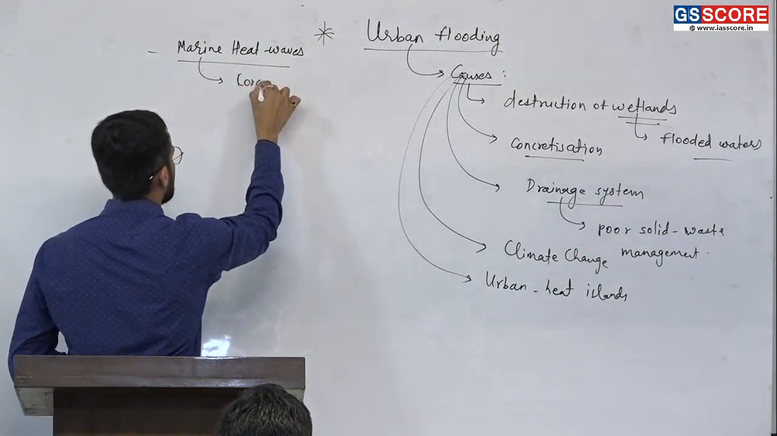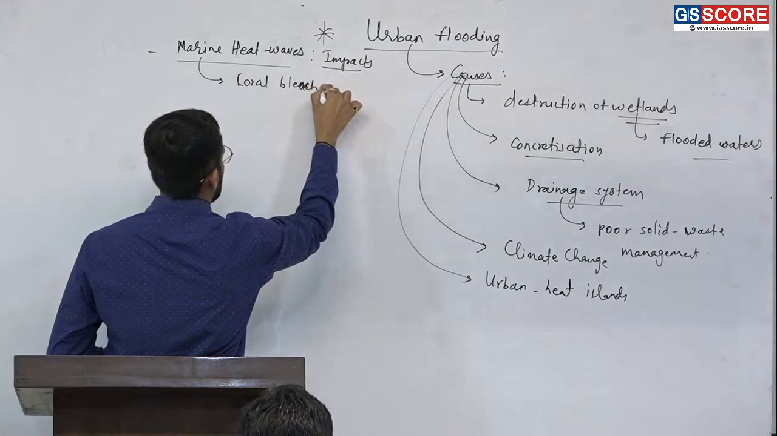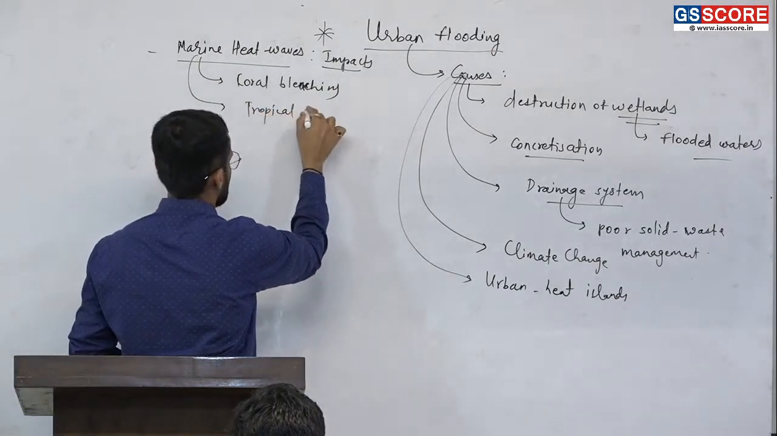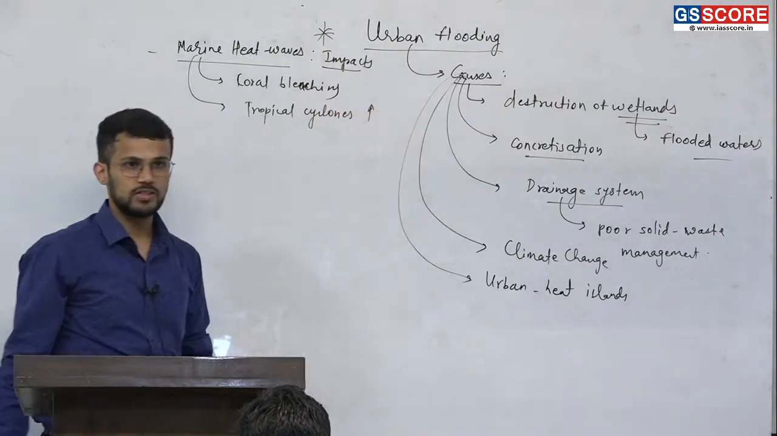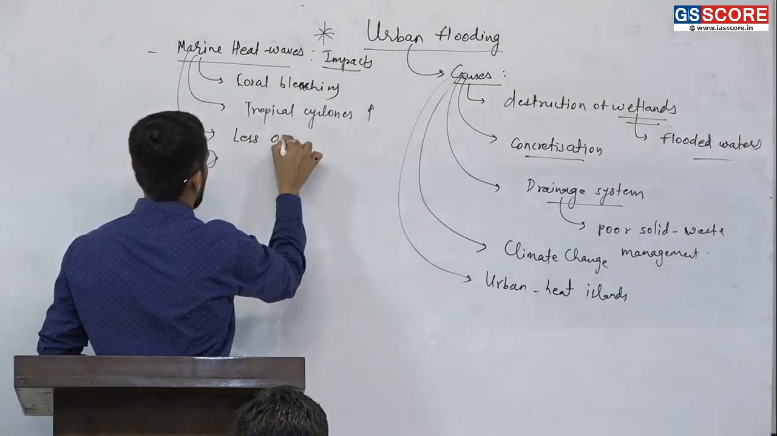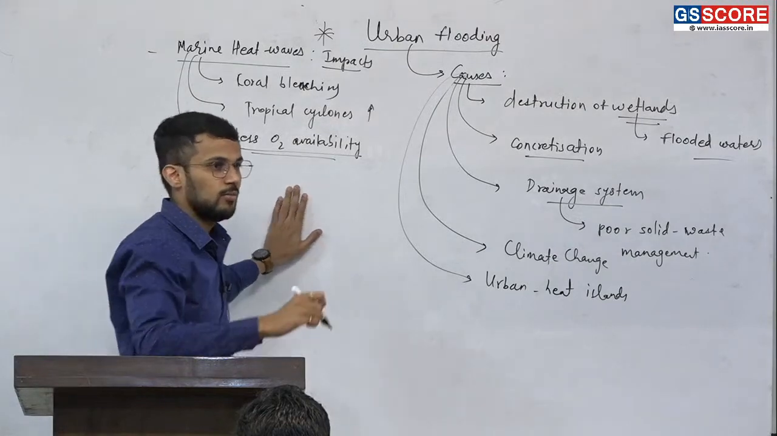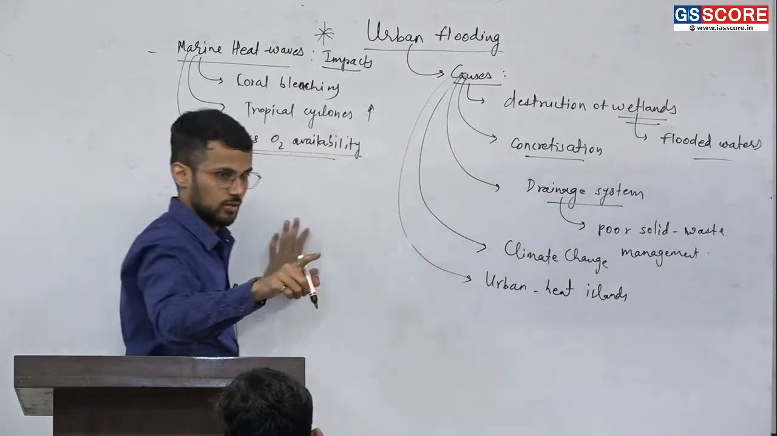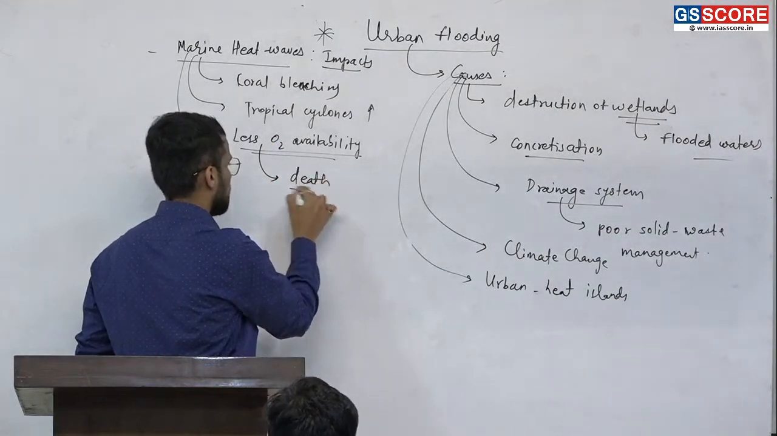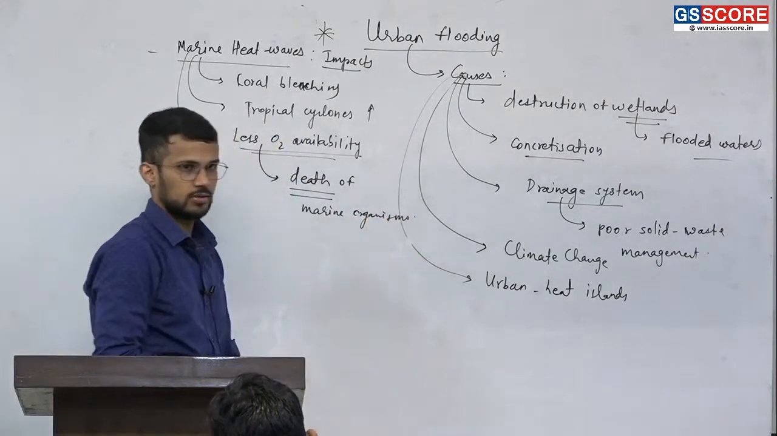First is coral bleaching, fine. Next is increased instances of cyclones, fine. Tropical cyclones, their frequency as well as intensity will increase. Fine. Less oxygen availability, and this is a threat. Why? Because solubility of oxygen reduces in warm water, and as a result of this reduced oxygen availability, there will be death of marine organisms. Fine. Any other impact?